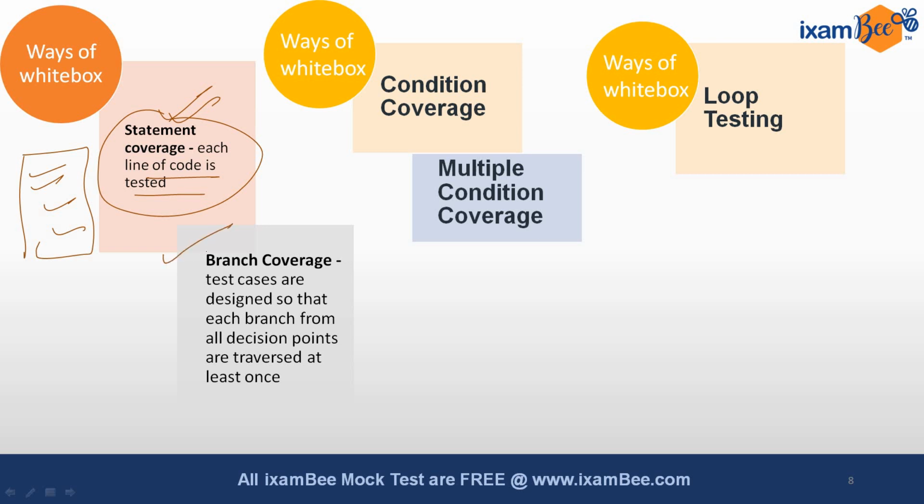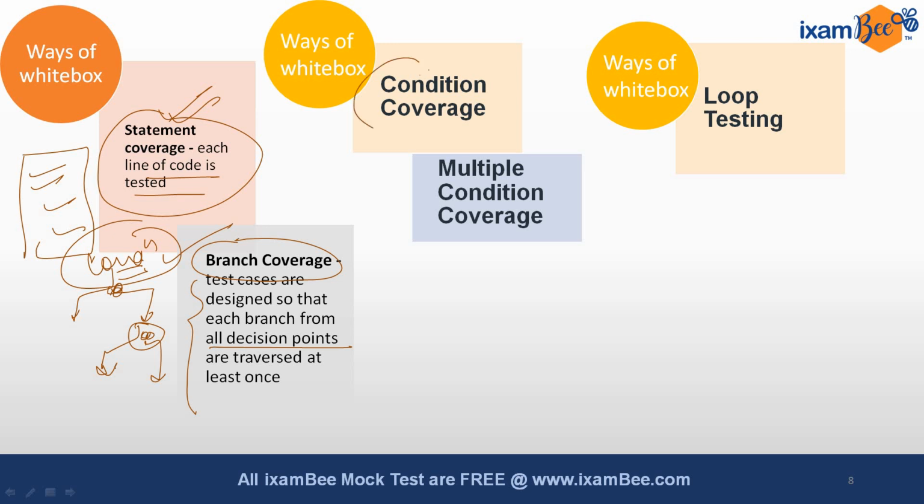Then we have branch coverage. Whenever there is a branching in the software, if this is happening, else this is happening, and inside this, if this is happening or this is not happening, there are different branches depending upon certain conditions. First we have to check whether all the branches are getting covered or not. We will design the test cases so that all the decision points are traversed at least once. That way we get to know that all the decision points are covered.